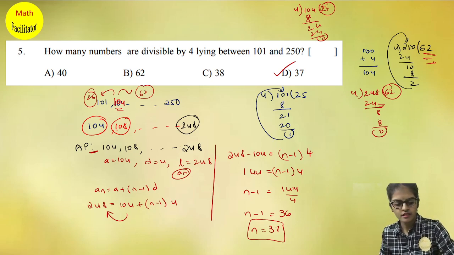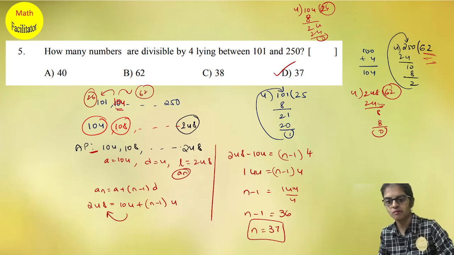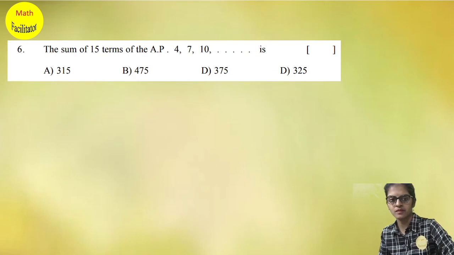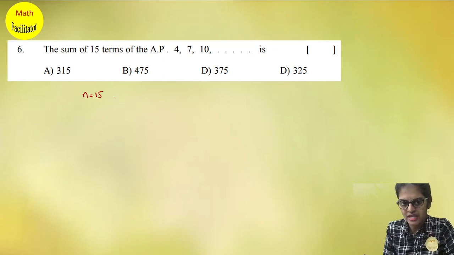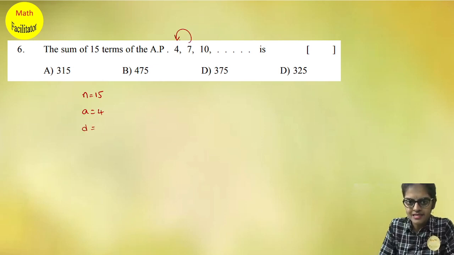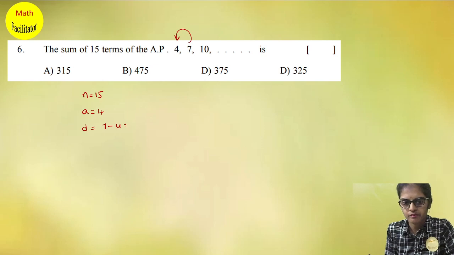Okay. So proceeding to the next question. Question number 6. The sum of 15 terms of the AP. Okay, how many terms? 15 terms. So n is 15. What is the AP given? 4, 7, 10. So first term is 4. Common difference will be 7 minus 4, plus 3 only.